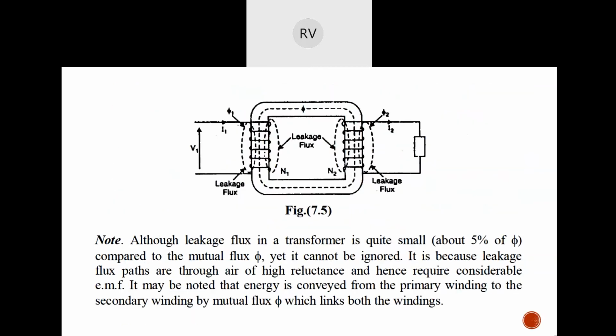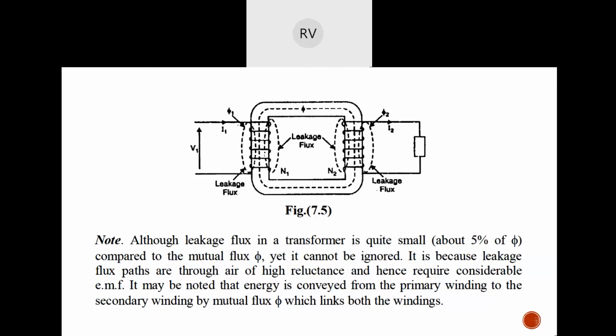Note, although leakage flux in a transformer is quite small, about 5% of the main flux compared to the mutual flux, yet it cannot be ignored. It is because leakage flux paths are through air of high reluctance and hence require considerable EMF. Because this path is in the air, and air has very high reluctance when compared to ferromagnetic materials, right? So the core is of ferromagnetic material, that's why it will not have much reluctance.